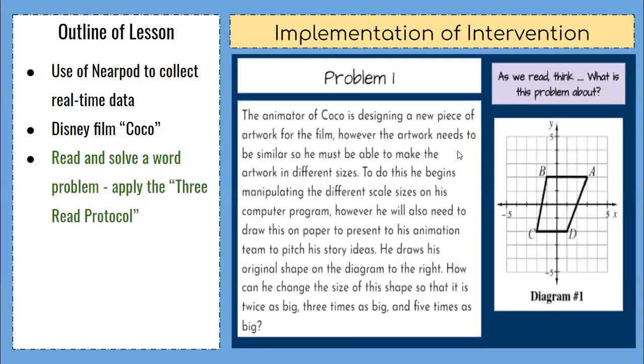So I went ahead and I implemented the intervention. Because we're online and distance learning, I couldn't use observational data because a lot of my students had their cameras off and whatnot. But I went ahead and I used the Nearpod participation tool to collect data as I was presenting the problem and going through it with students. With the 3-read protocol, that's the slide that you see on the screen there. I gave them a lengthy word problem, but we worked through it together in 3 steps.